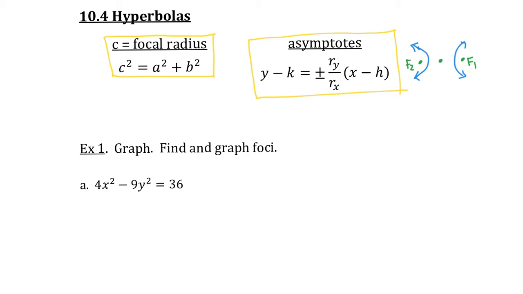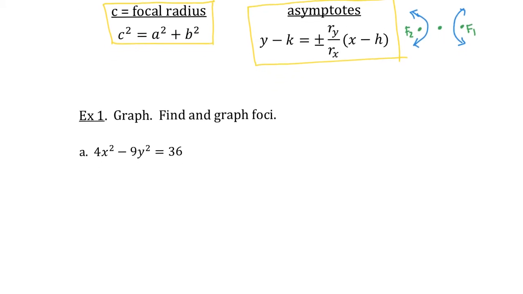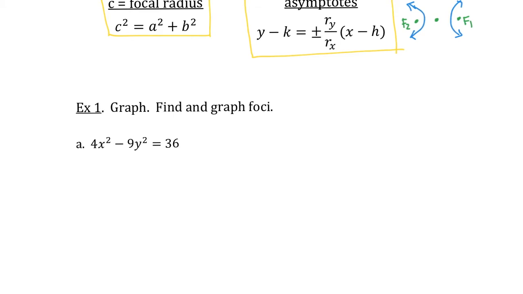Okay, so for the first one, it is not in standard form. So I'm going to convert it to standard form, and then I'm going to graph the foci in addition to the graph. Okay, so this is 4x squared minus 9y squared. Since both terms are squared and one of them is positive and one is negative, that indicates to me that this is going to be a hyperbola. There's no completing the square on this particular one, but I do need to make a 1 on the right side. Okay, this is standard form.